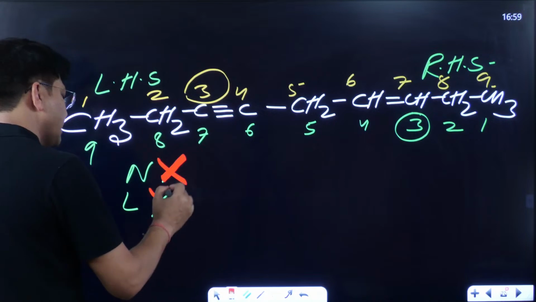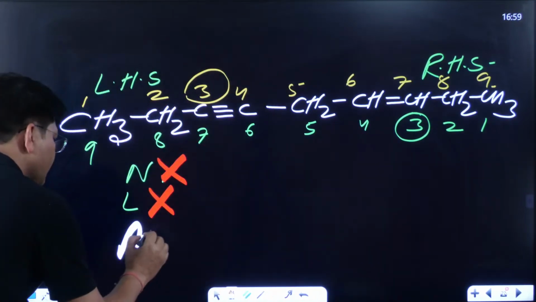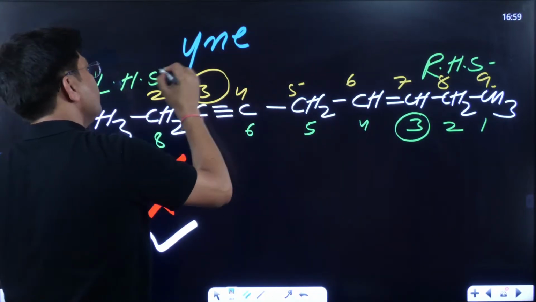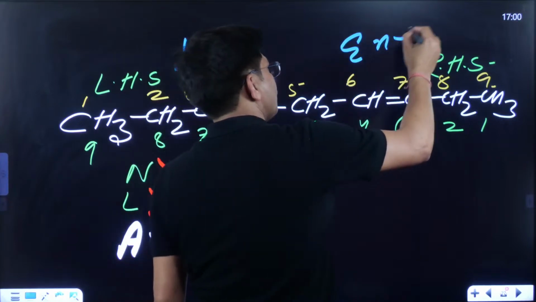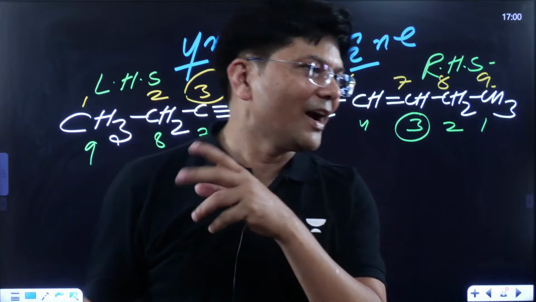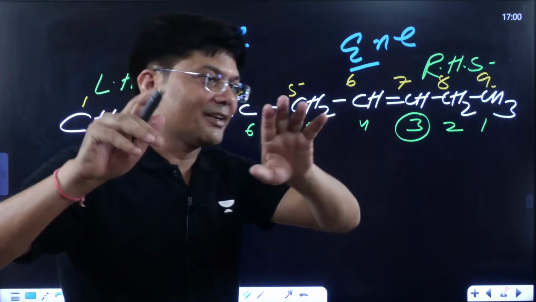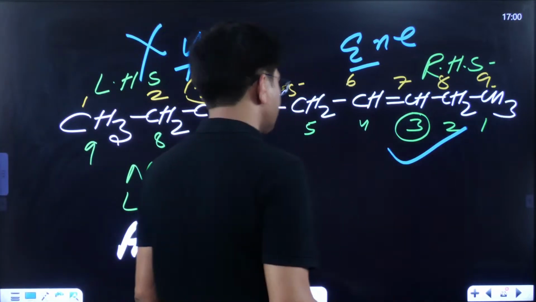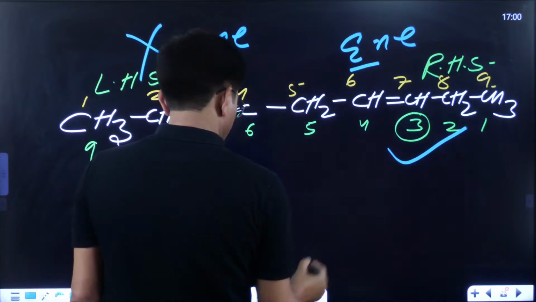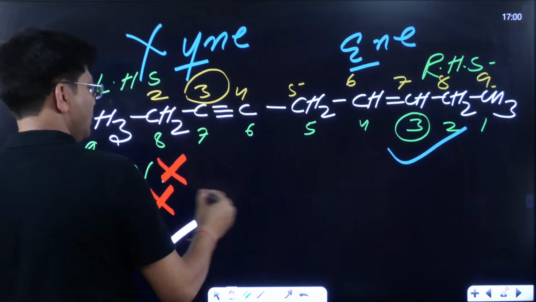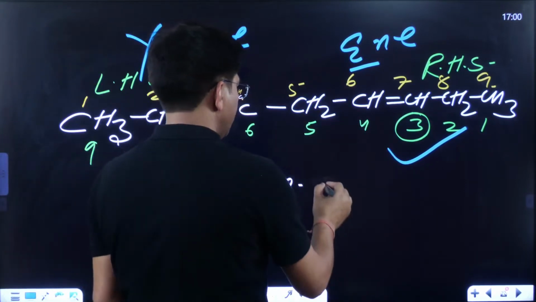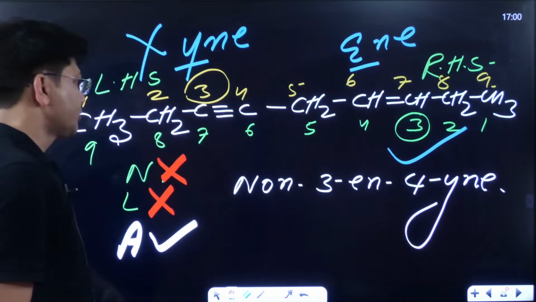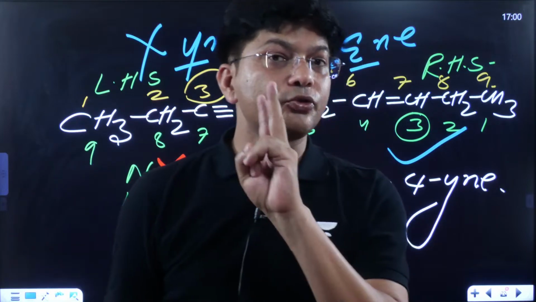Kids, what is left? Now, you have to apply alphabetical order. So you can see alphabetical wise, this is yne starting from Y, and this is ene starting from E. So which comes first, E or Y? Definitely E. Yeah, your answer is correct. Some people are really giving the correct answer. So this is wrong, and from this side this is right. So the IUPAC name must be, let's see what should be the IUPAC, non-3-en-4-yne.